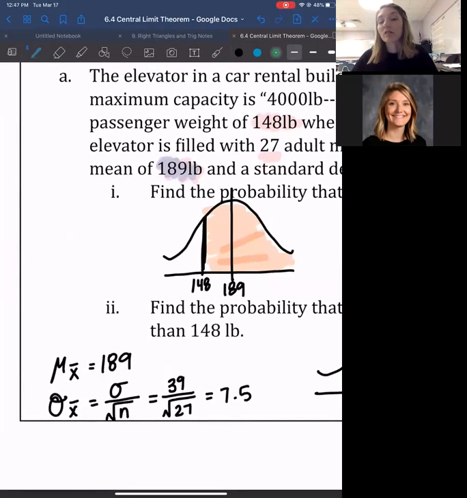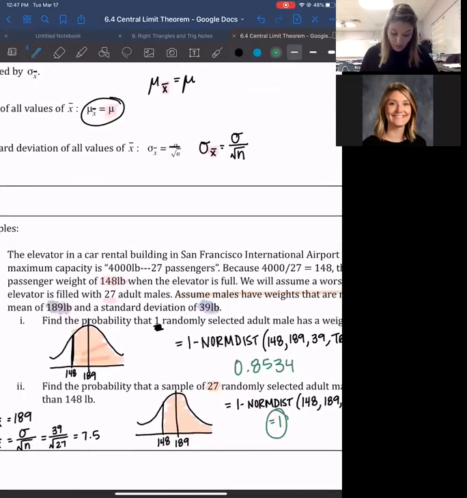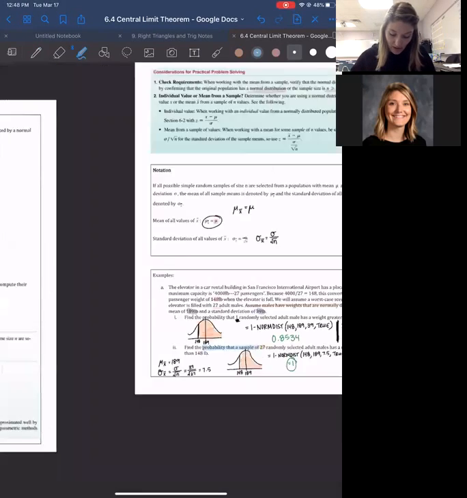Okay, so all you have to do is calculate that new standard deviation if you have a sample size greater than 30, or they tell you that the population is normally distributed, and that is for when you're finding the probability of a sample. So you're not going to do that unless you see this right here: find the probability of a sample of some amount. Otherwise, if it just says find the probability of one, then you're going to treat it like it's a problem from like 6.2.